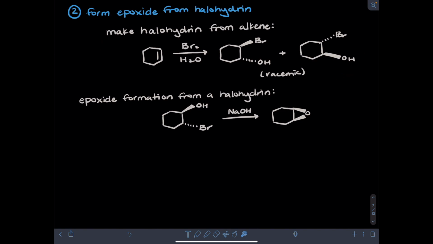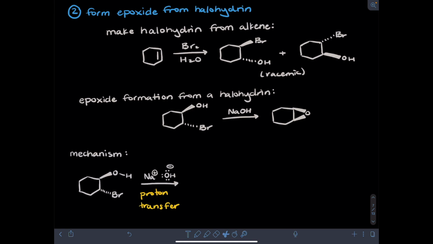The way you form an epoxide from a halohydrin is you treat it with a base. This could be sodium hydroxide, or it could be sodium hydride, or NaNH2. And this has the effect of deprotonating the oxygen and causing a substitution reaction that ultimately forms the epoxide. So, from the halohydrin intermediate, the mechanism begins with a proton transfer. In this case, hydroxide serves as the base to deprotonate the alcohol group. This generates the conjugate base of the halohydrin.